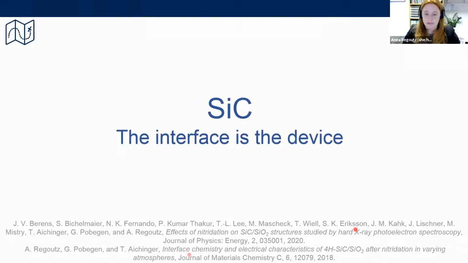Okay, the last 5 minutes or so I'll spend on the final example of silicon carbide, and that's really sort of an epitome of Herbert Kroemer's famous sentence, the interface is the device, because what I will show you now is basically, if you can't get the interface right, your device is probably going to be quite unhappy. And this is work that's published together with our industry colleagues at CAI and Infineon, and you can find the 2 papers at the bottom that cover this work in detail.